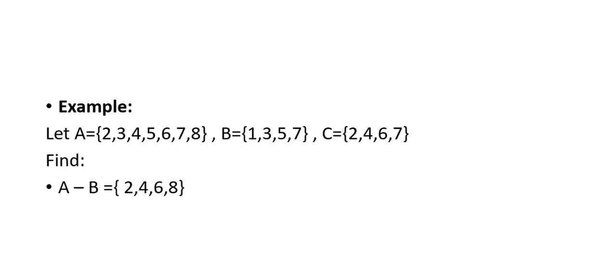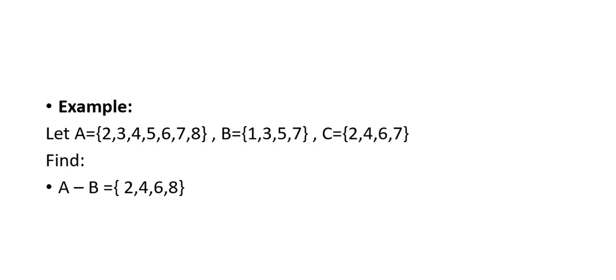So when we are doing a difference between two sets, that means the set that is subtracted from another set, all the elements of that very set should be subtracted from the first one. So if set A has elements 2, 3, 4, 5, 6, 7, 8 and set B has elements 1, 3, 5, 7, we're going to subtract A minus B. We will be subtracting all the elements of B from set A.